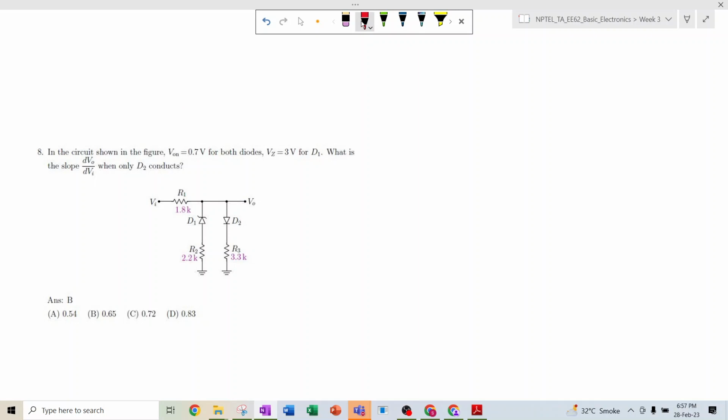So the next question is, in the circuit shown in the figure, V1 is 0.7 volt for both the diodes. So this is basically the Zener diode. So what happens to the Zener diode?